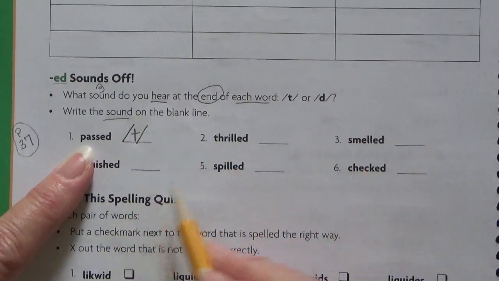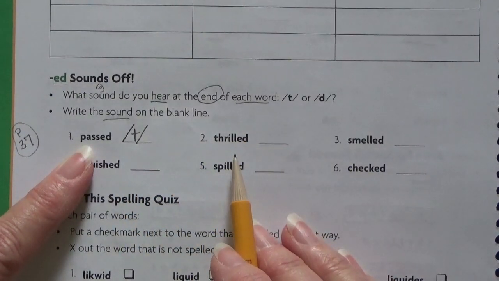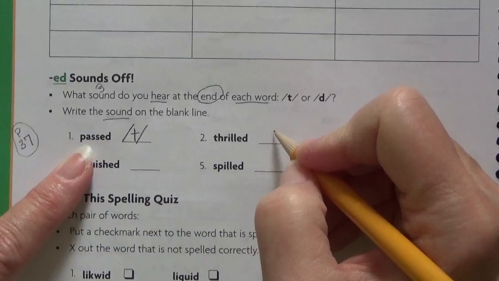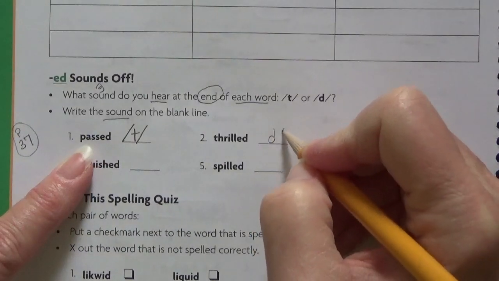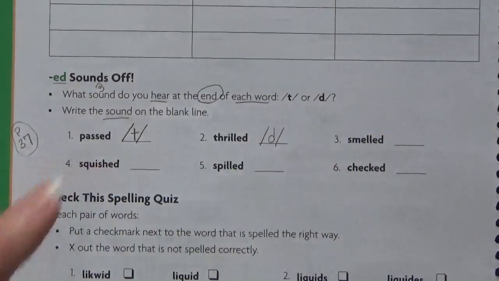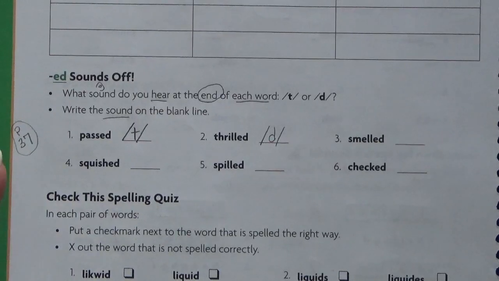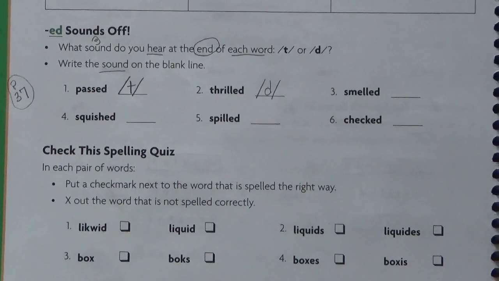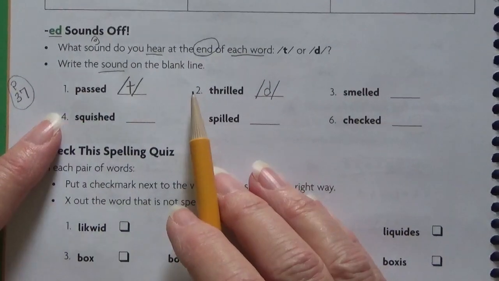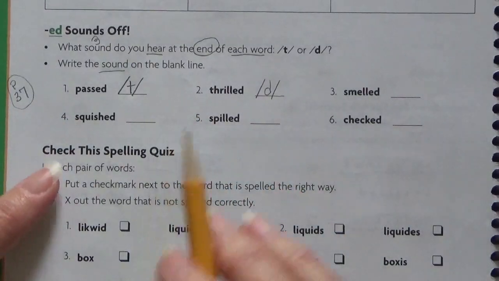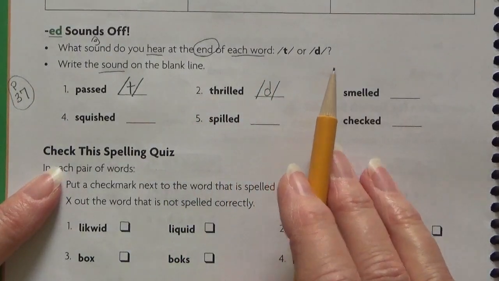I think you know what to do. Thrilled. Close your eyes, say it again. Thrilled. Is it a T or a D? It's a D. But don't just write the letter. You have to put the sound slashes next to it. All right, perfect. That's pretty easy peasy lemon squeezy. Close your eyes and listen to the sound. It's only a T or a D.